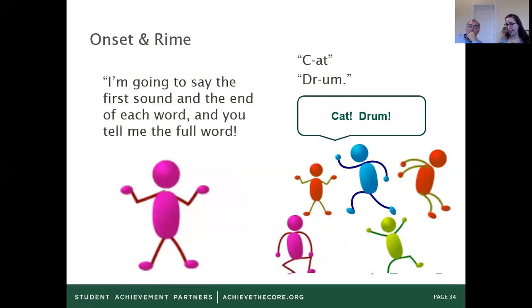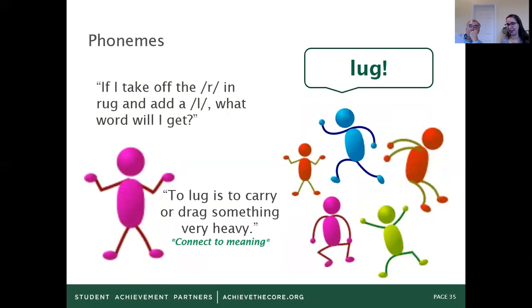Another example with onset and rime. In this case, the teacher is providing the onset and the rime, and the students are blending the word back together. So the teacher is saying the first sound and the rest of the word, and the students are turning those sounds, c and at, into the word cat, blending those together.